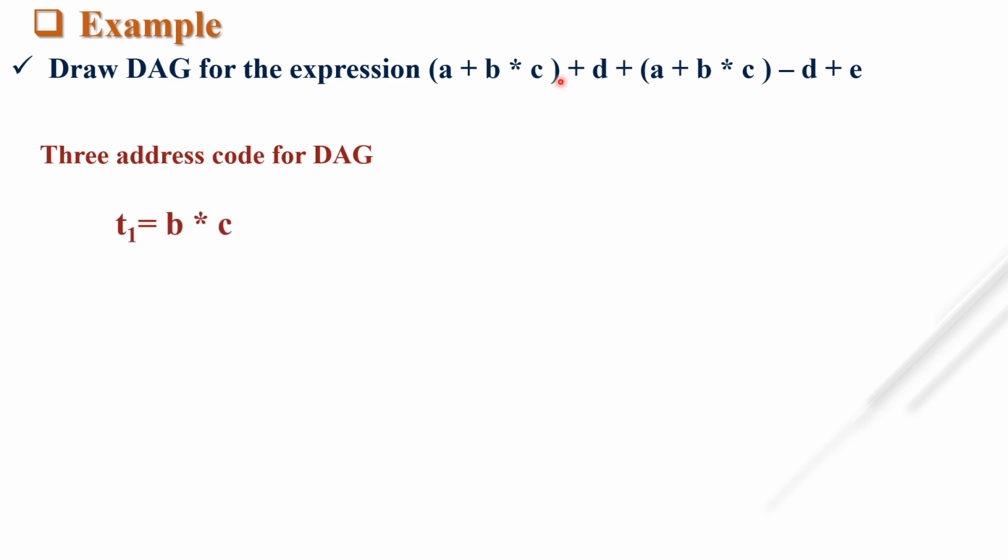So what is our DAG? The DAG is simple, same as the syntax tree, that is T1 equal to B into C. Which sub expression will be evaluated next? A plus B into C. A is on the left hand side, so we have to draw the arrow on the left hand side, and the operator is plus and the operand is A.